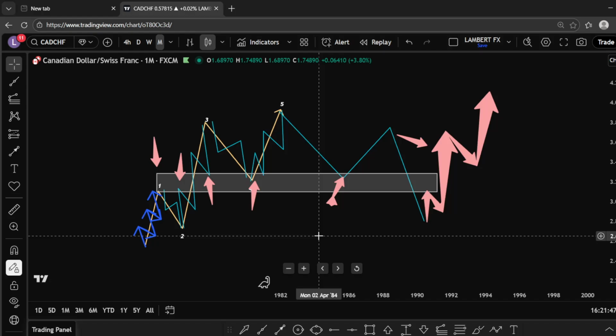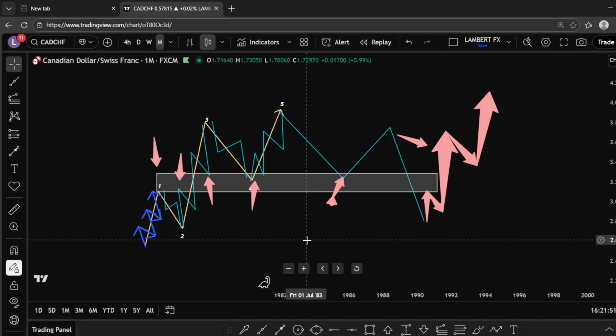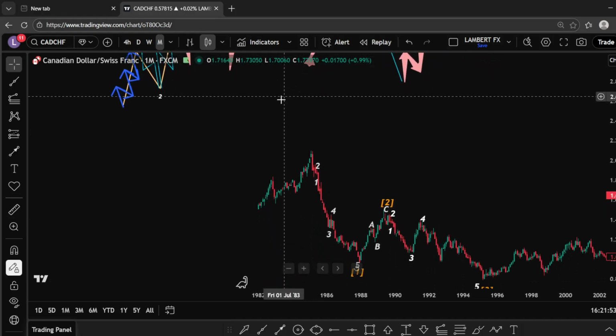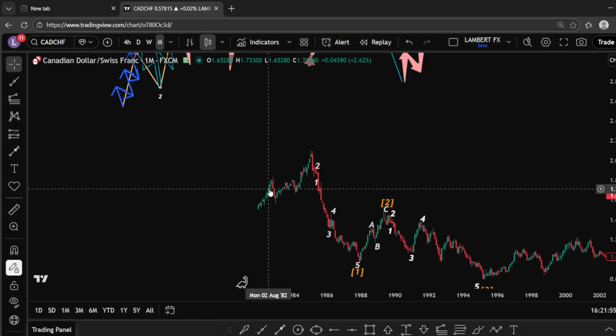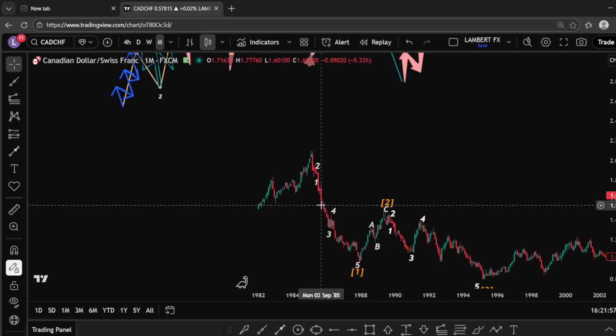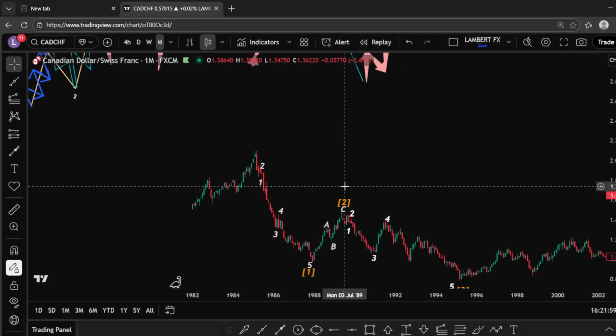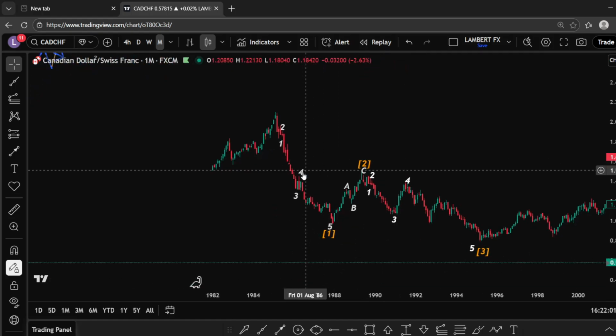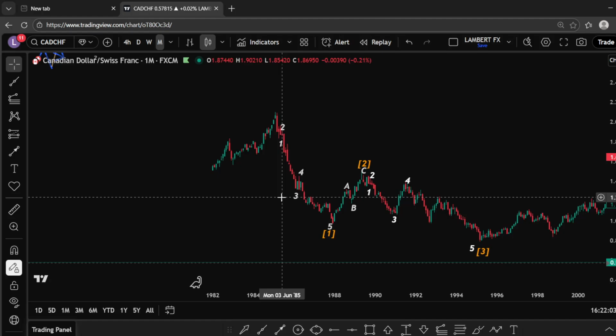I swear to God, you need to go and have a look on your chart. Let me give you a quick example of the CAD CHF on the monthly time frame. This works on all time frames. Whatever is happening on the daily and monthly time frame is happening on the lower time frames.